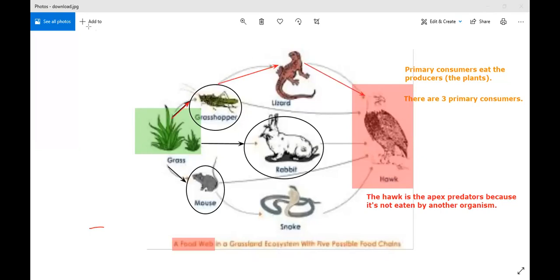Choose another food chain. Okay. The mouse is eaten by the grass. No, wait. You should start with the grass. The grass is eaten by the mouse. Okay. The mouse is eaten by the snake. Excellent. The snake is eaten by the hawk. Perfect job. We have less than 1 minute.